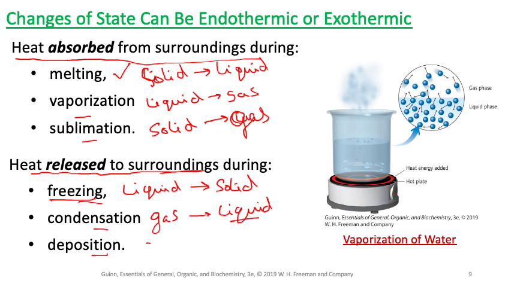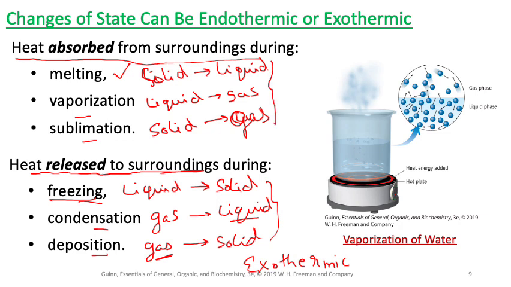Same for deposition. Deposition, gas directly converts into a solid. Same process, same concept. Energy has to be released from the gas state so that it can convert into a solid. So all these processes are exothermic processes. They are exothermic. And then the top 3, where the heat gets absorbed, are endothermic processes.